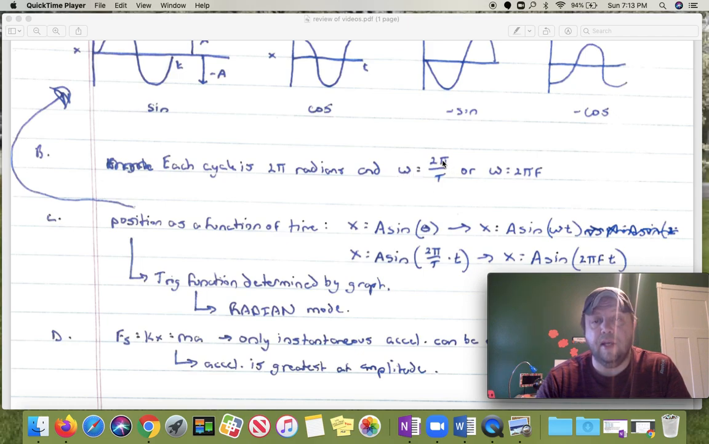So omega is simply 2 pi over T, or don't forget the inverse of period is frequency, so we can write omega as 2 pi f. You guys will see as you progress into the problem sets, on some of the questions that involve solving for omega, I may use the period, and in others I may use the frequency.